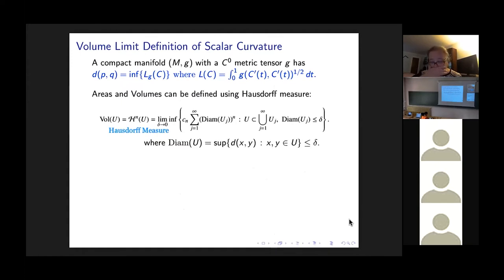And we have a diameter as the sup of the distances here, which has to be less than or equal to delta when we cover each set U with a number of UJs that cover it up. Each of the diameters of UJ is less than or equal to delta. We take the sum of them to the n power, j equal 1 to infinity, times Cn. This tries to find an efficient covering. And then take the limit as delta goes to 0 so that your UJs are getting smaller and smaller as they cover U. And this gives you the Hausdorff measure of dimension n for a Hausdorff measurable set.